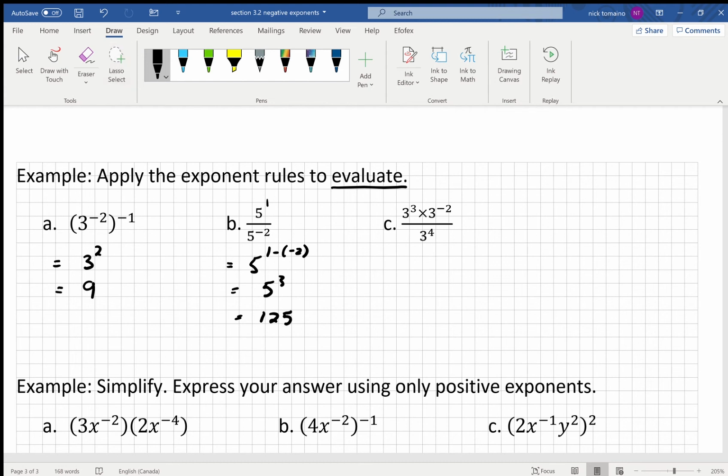Good. And the last one. Okay, we got a couple things going on here. So we're going to write it as a single power, which is 3, and we're going to do 3 plus the negative 2, and then minus 4. That's equal to 3 to the negative 3, which is 1 over 3 to the positive 3, which is 1 over 27.